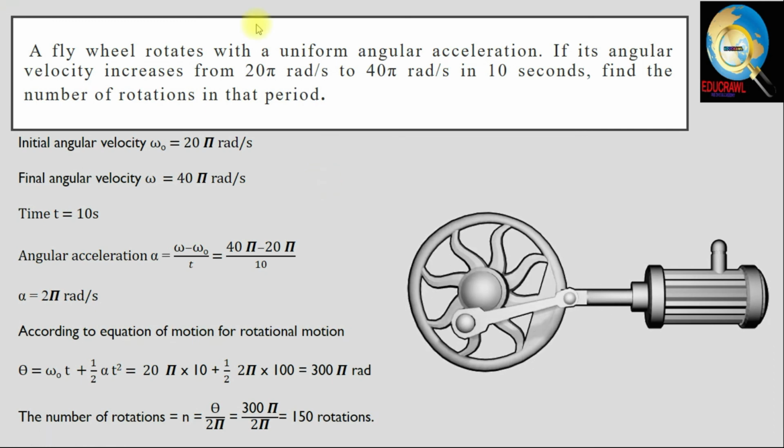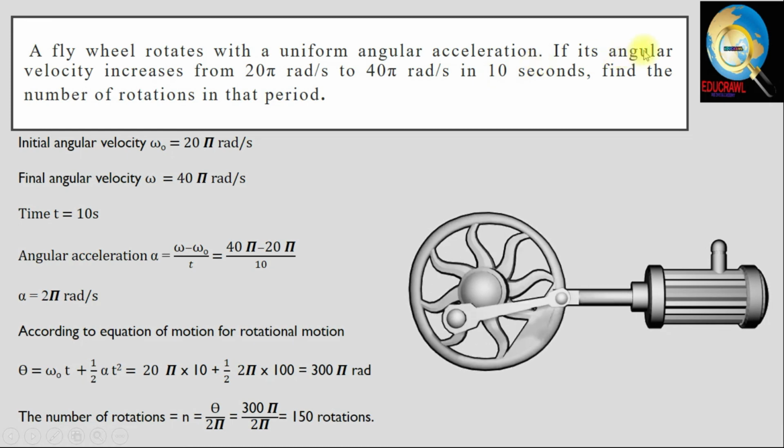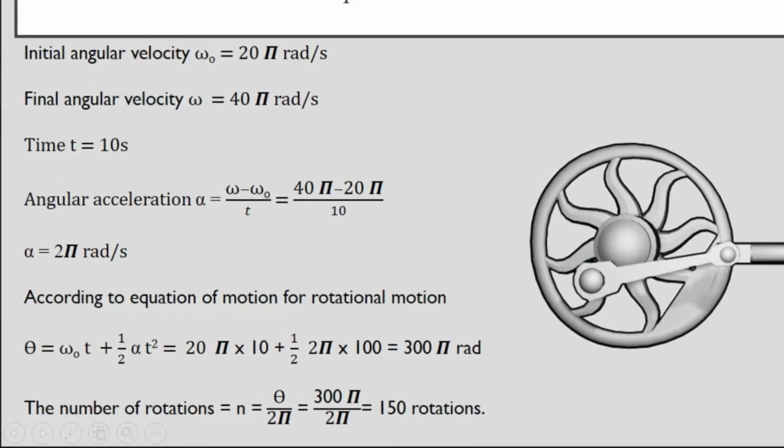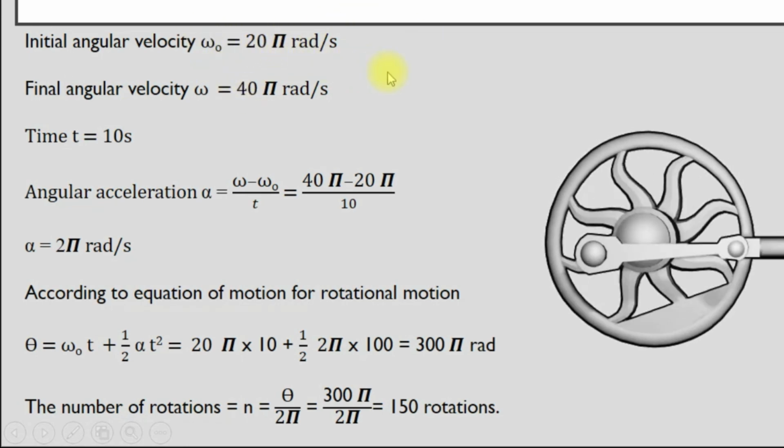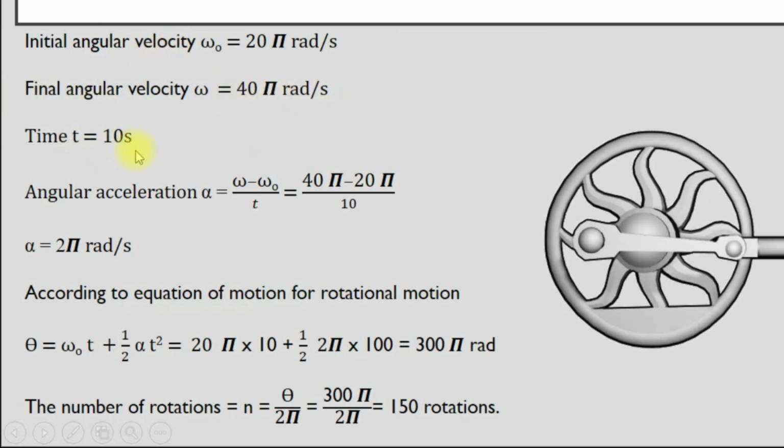The next problem. A flywheel rotates with a uniform angular acceleration. Its angular velocity increases from 20 pi radian per second to 40 pi radian per second in 10 seconds. Find the number of rotations in that period. So the initial angular velocity is given as 20 pi radian per second, the final angular velocity is 40 pi radian per second, and the time is 10 seconds.